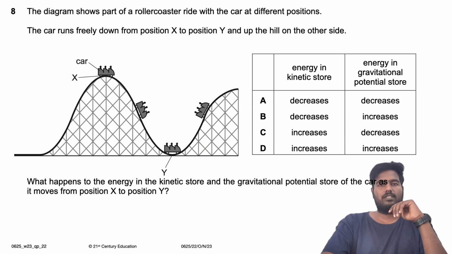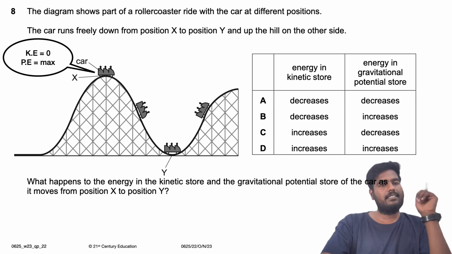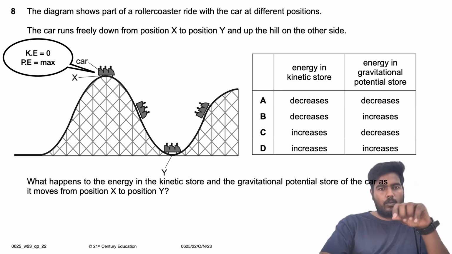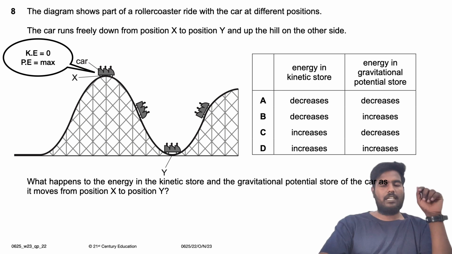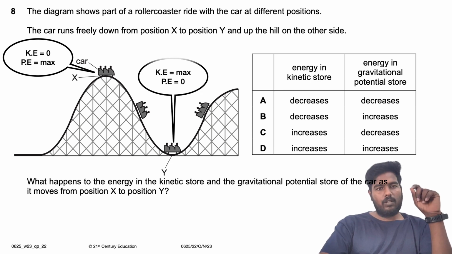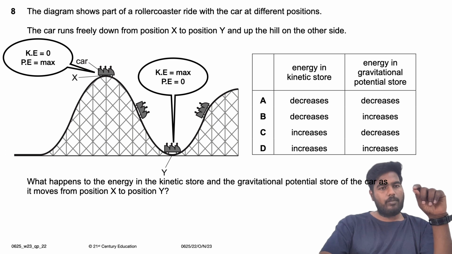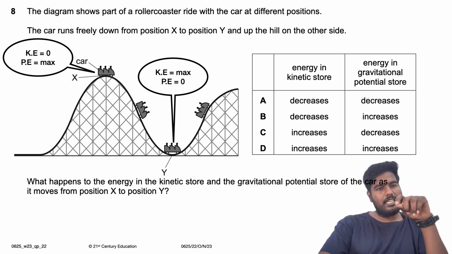We know that energy is conserved. Okay, so at position X, the car is not moving, the kinetic energy is zero, and the potential energy is maximum. When this car slides to position Y, the car will be moving at its maximum velocity, the potential energy will be zero and the kinetic energy will be maximum. So when it goes from X to Y, the potential energy goes from maximum to zero, so it's decreasing, and the kinetic energy goes from zero to maximum, so it's increasing. So the kinetic energy is increasing and the potential energy is decreasing. Do we have that as an option? Yes, option C is the right answer.